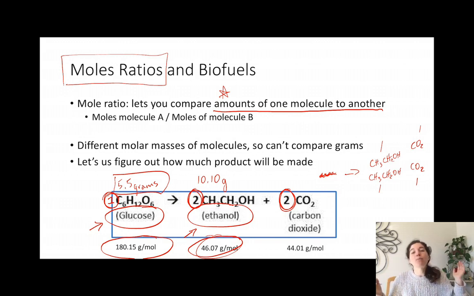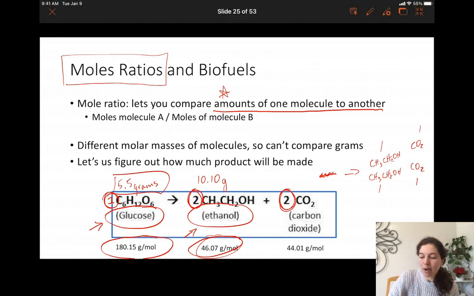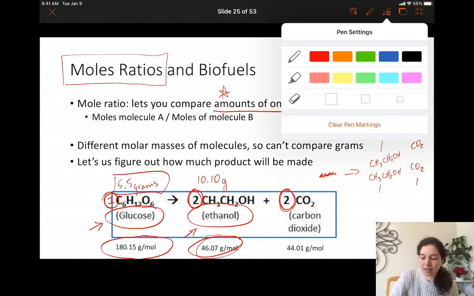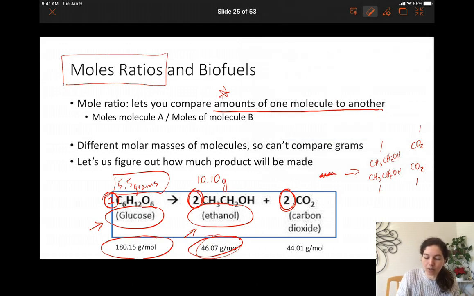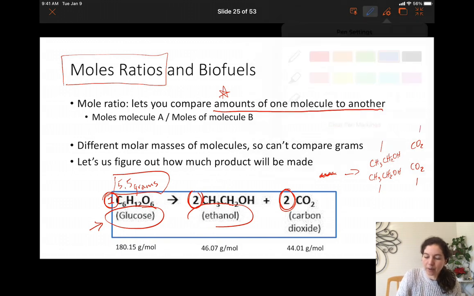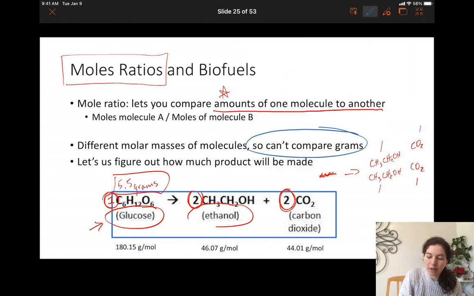So if we convert it to moles, now we can compare. That's why we need this mole ratio, because we just can't compare grams to grams. It's just not going to work. We can't do this. That's not right. So we have to use our mole ratio because we can't compare grams.